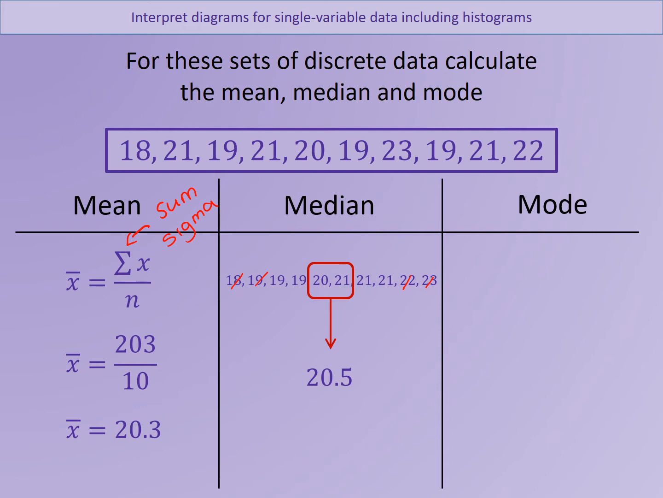An alternative way of doing this, as there are 10 pieces of data, we have n equal to 10. The median can be found at (n + 1) divided by 2.